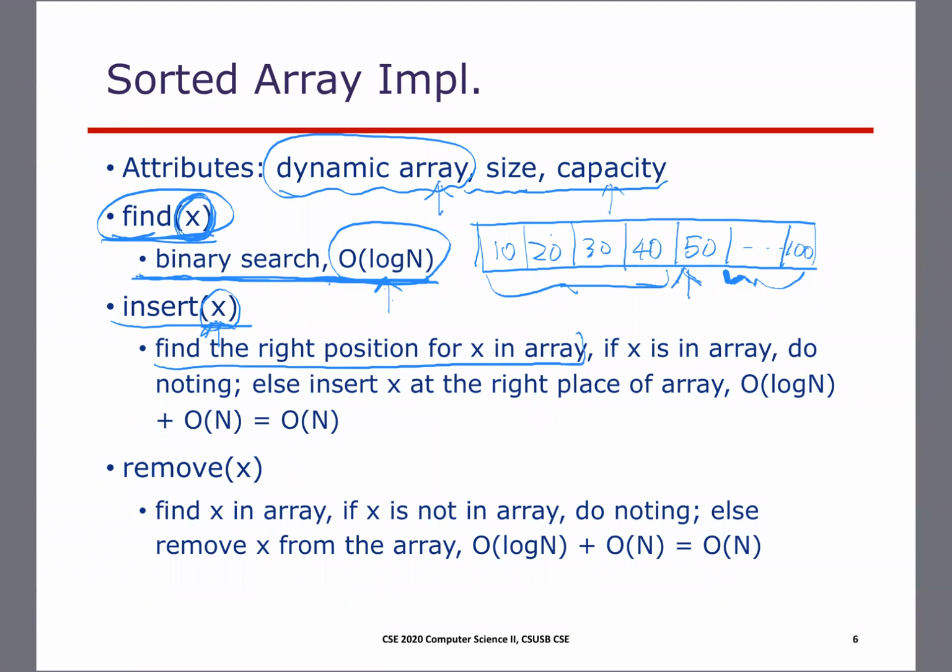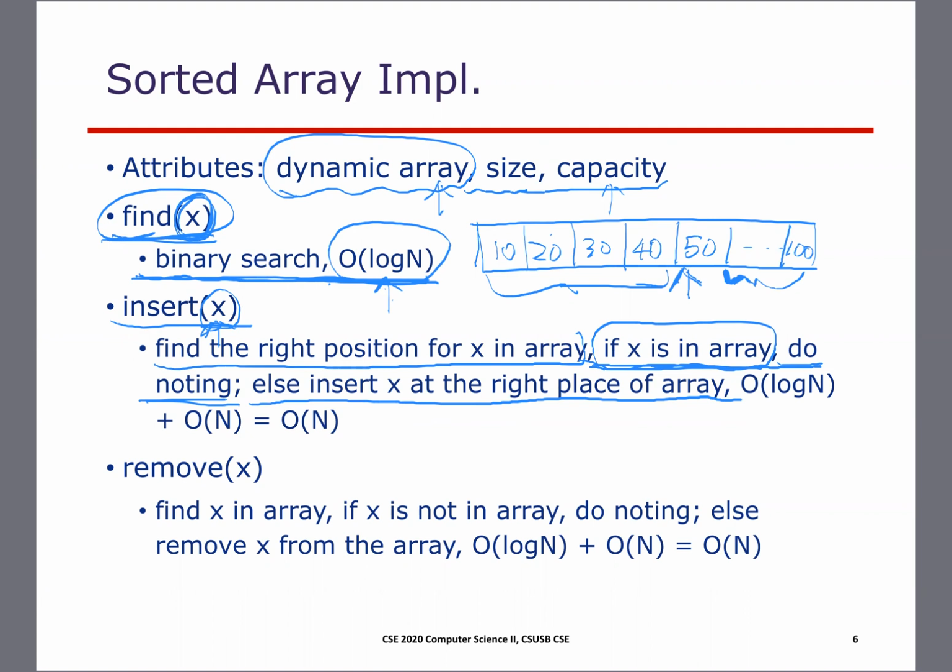Now, we find the right position for X in the array. If X is already in the array, we do nothing. We don't insert duplicates in the array. We don't insert X in this array. If X is not in the array, we insert X at the right place in the array.